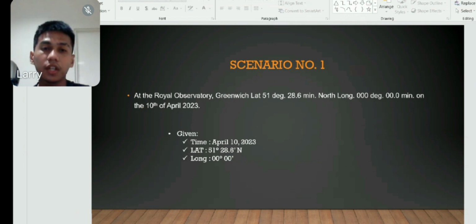So, scenario 1. The Royal Observatory, Greenwich has a latitude of 51 degrees 28.6 minutes north on the 10th of April 2023. So, this is our given. The time is April 10, 2023. The latitude is 51 degrees 28.6 minutes north and it has a zero longitude.